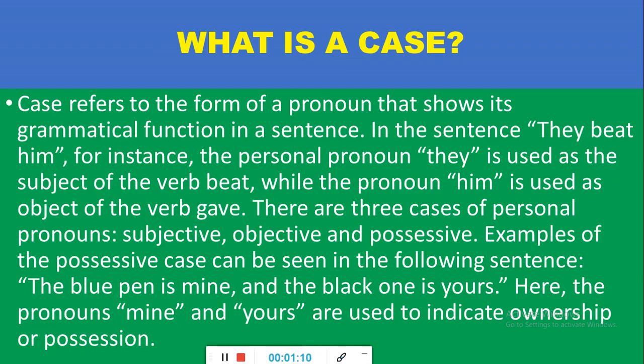What is a case? Case is used to refer to the form of a pronoun that shows its grammatical function in a sentence. In the sentence, they beat him, for instance, the personal pronoun they is used as the subject of the verb beat, while the pronoun him is used as object of the verb. There are 3 cases of personal pronouns, namely subjective, objective, and possessive.